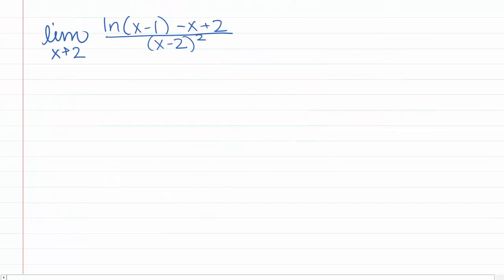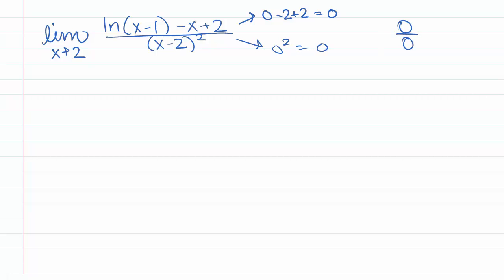We have the limit as x goes to 2 of (natural log of x minus 1, minus x plus 2) over (x minus 2) squared. Now let's look at what would happen to this if we plug in. We have natural log of 2 minus 1, so natural log of 1, which is 0, minus 2 plus 2, so this is a 0 altogether. And on the bottom, we have 0 squared, so that's a 0. So this is, again, the indeterminate form 0 over 0. So we could try to do L'Hopital's rule, but let's try this Taylor series method again.